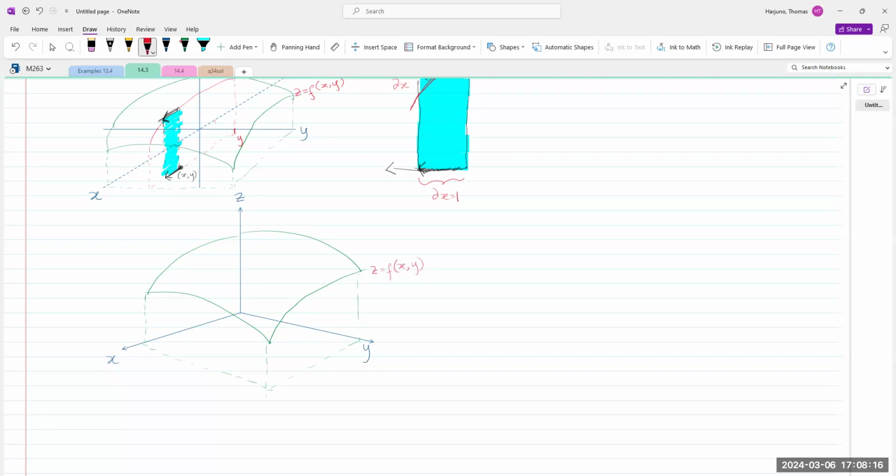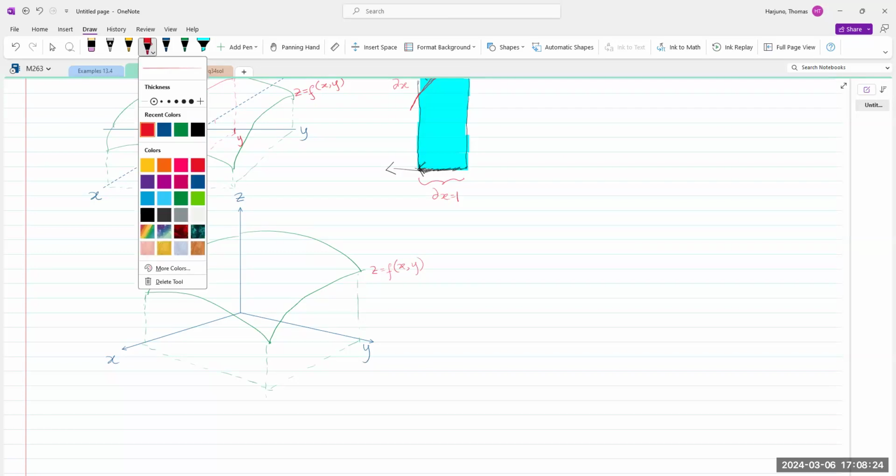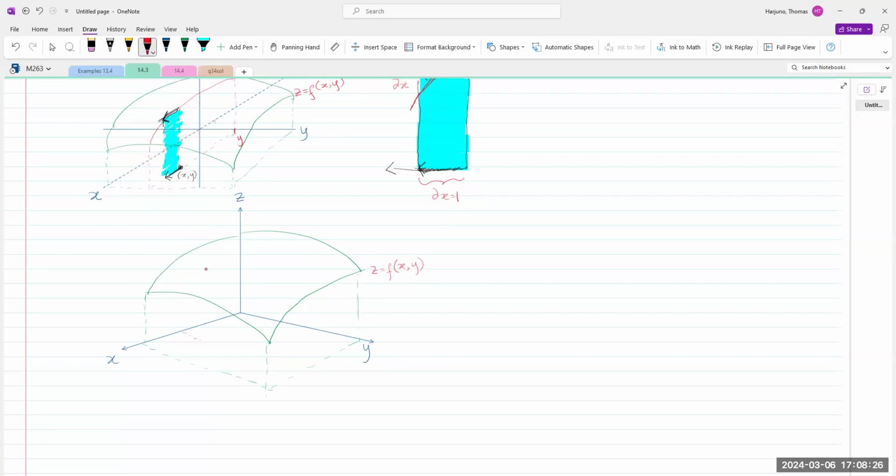Now, the partial derivative of the function f with respect to y will be done by holding the x constant. Let me do it here. Let's say this is the x that I hold constant. That gives us this cross section, which honestly, every time I draw this part, reminds me of sliced bread. If you have a bread and then you slice it, okay. So you hold the x constant, right?